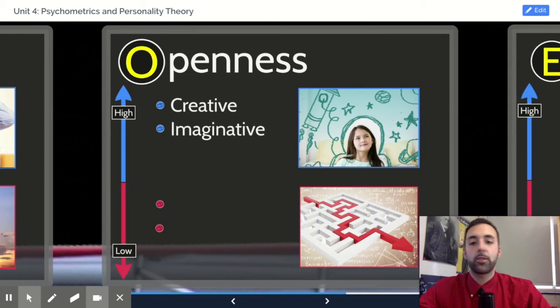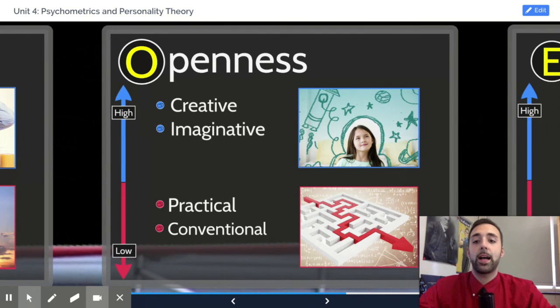The O stands for openness. Somebody that scores high on the openness scale would be somebody who's really creative and imaginative, willing to come up with new ideas or try new things. You know somebody who's really willing to try just about any type of food, willing to do just about anything. That would be somebody who's really high on the openness scale.